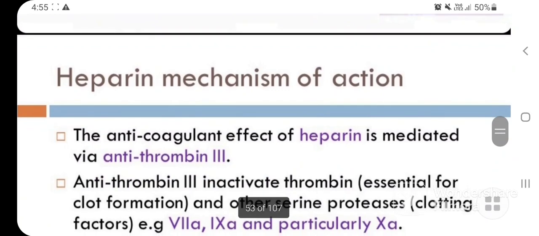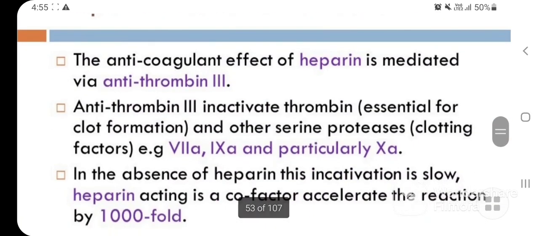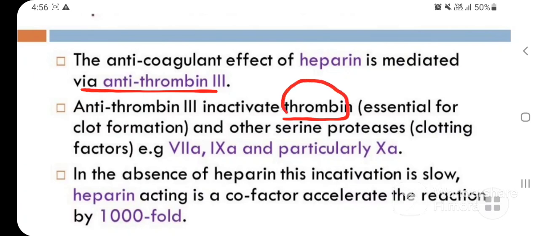Heparin mechanism of action: the anticoagulant effect of heparin is mediated via antithrombin 3. How does heparin act? It acts via antithrombin, and antithrombin inactivates thrombin. What is thrombin? Thrombin forms the clot. If any blood oozes out from your body, you know there is formation of fibrin threads. Those fibrin threads are formed due to thrombin. This thrombin is inhibited by antithrombin 3. This is essential for clot formation.